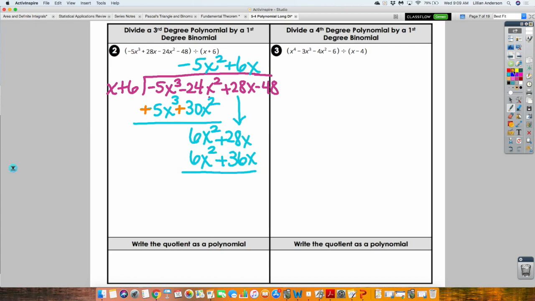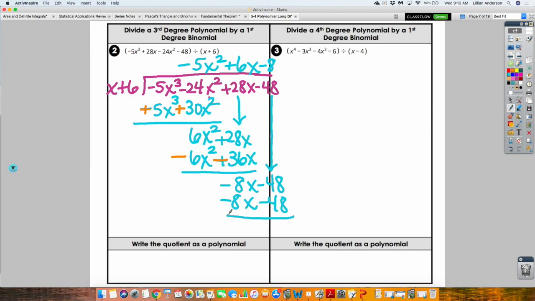And change the sign. And I'm changing the sign because of what reason? So the 6x squared can cancel out, and essentially we're subtracting these things. Okay, so they cancel out. And what's 28x minus 36x? Bring down the negative 48. Almost there. What times x gives me negative 8x? Negative 8. Negative 8. What do I do with it? Multiply by the divisor. Negative 8 times x. Negative 8 times positive 6.